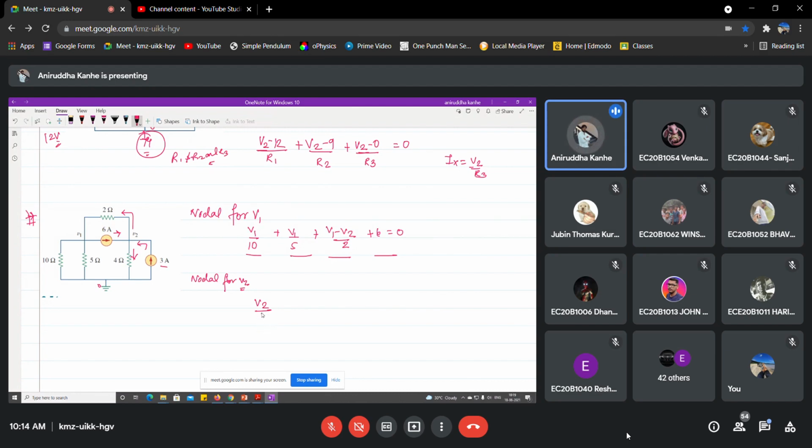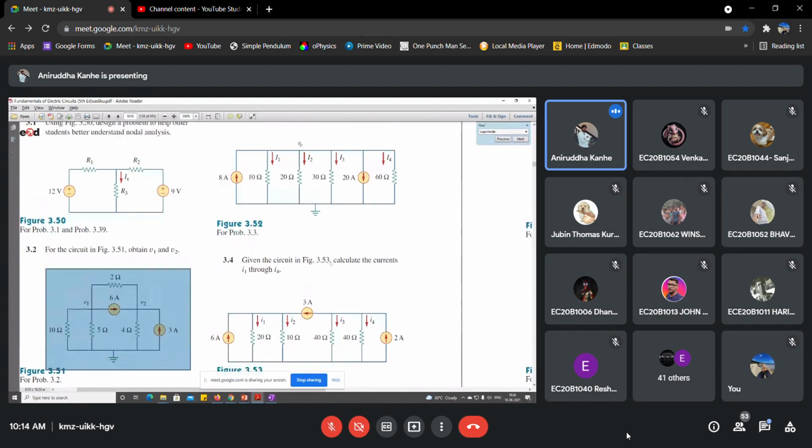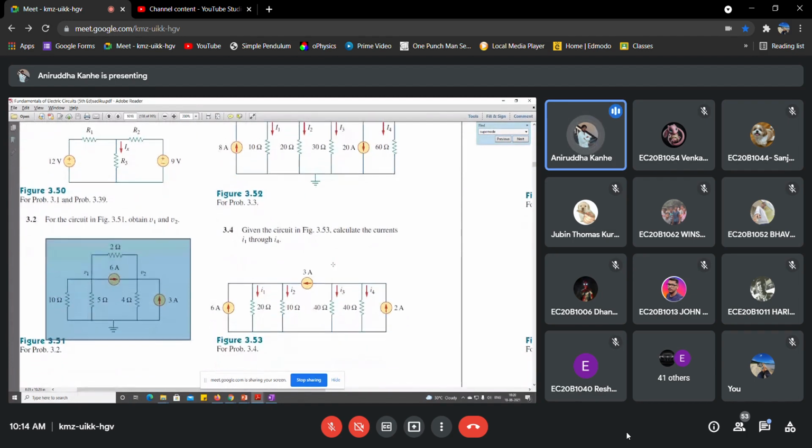So V2 by 4 for this current, plus (V2 minus V1) by 2, correct, (V2 minus V1) by 2, minus minus 6, minus 3. Now the rest of your work will be taken care of by your calculator, so I'll not go into it. Once these two equations are there, please understand, 2 linear equations and 2 unknowns. That's enough for you. You can easily calculate the voltages. Am I right? Now let's go to the third part.